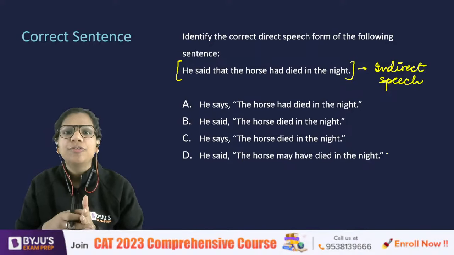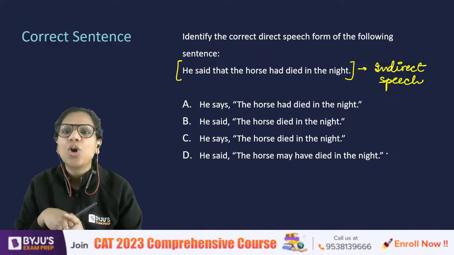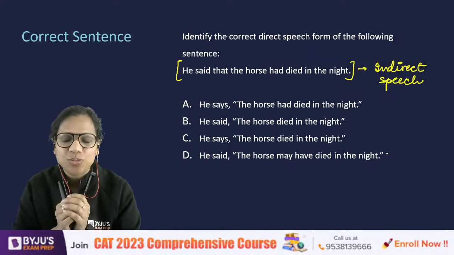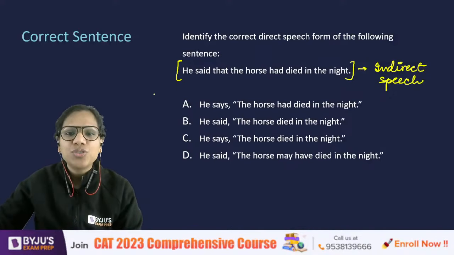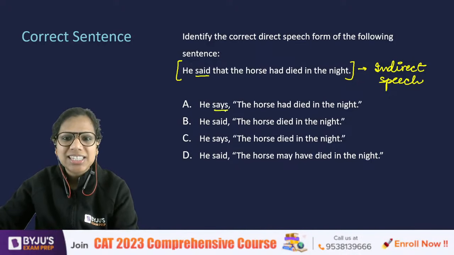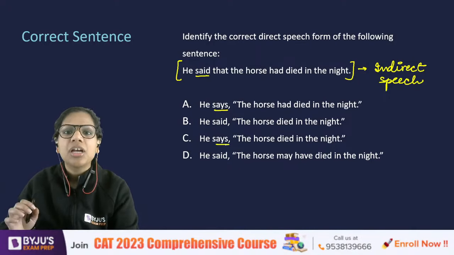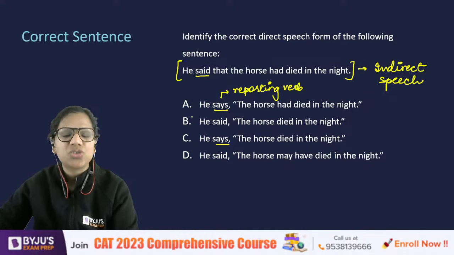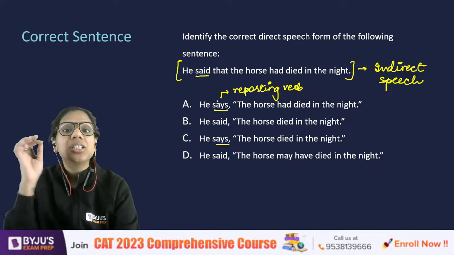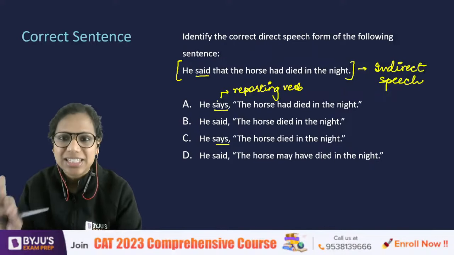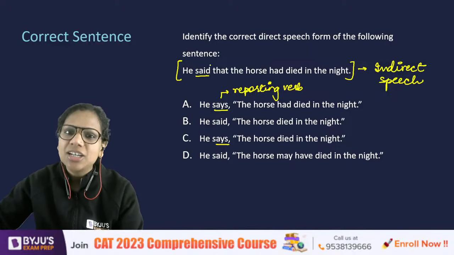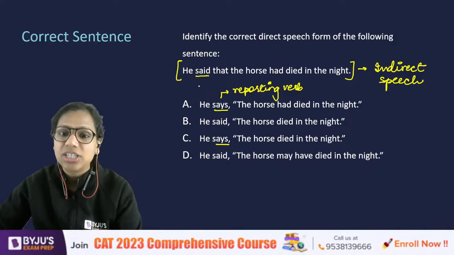So first thing, here there's a very basic concept that you can implement to eliminate incorrect options, three incorrect options here. First of all, this is he said, whereas this is he says, in A and C, right? Remember this, the reporting verb. Okay, he said, she said, he says, she says. This is the reporting verb. The reporting verb does not change its tense when you convert direct speech to indirect speech. So if it is says here, it should be says here as well. The reporting verb never changes its tense.